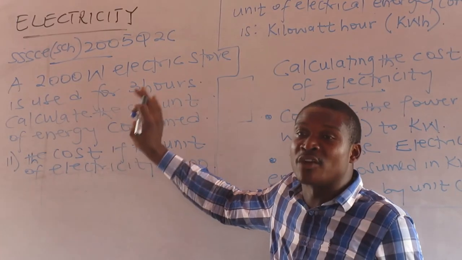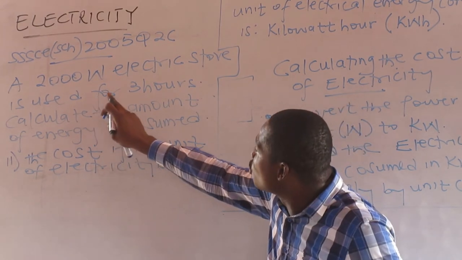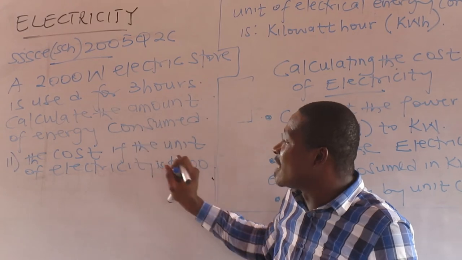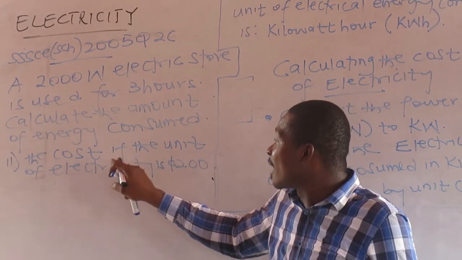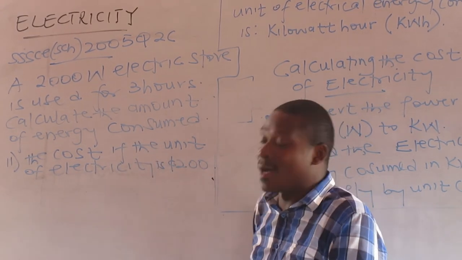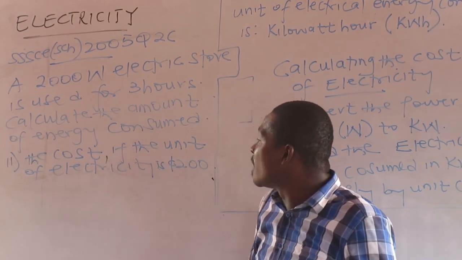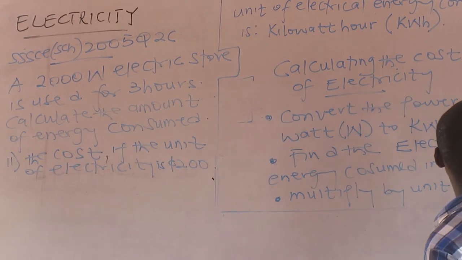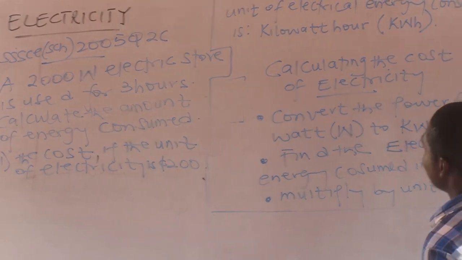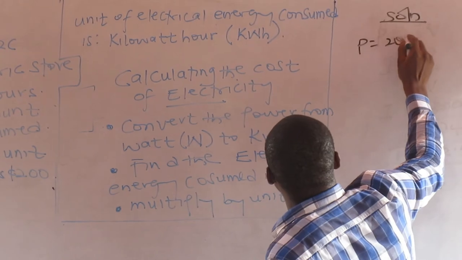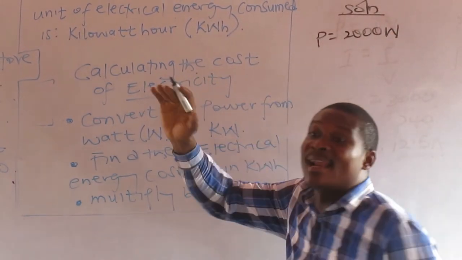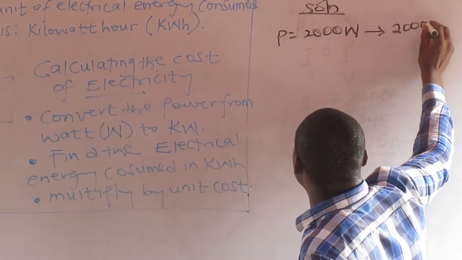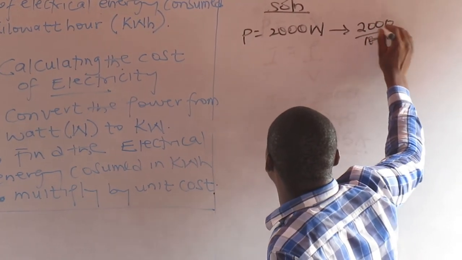On the cost of electricity. A 2000 watt electric stove is used for 3 hours. Calculate the amount of energy consumed, if the unit of electricity is 200 cedis. Let's go. Now the power is 2000. Please, anytime you have a question, list the elements out, right? I will convert to kilowatt hour. How do you convert to kilowatt hour? By dividing by 1000.